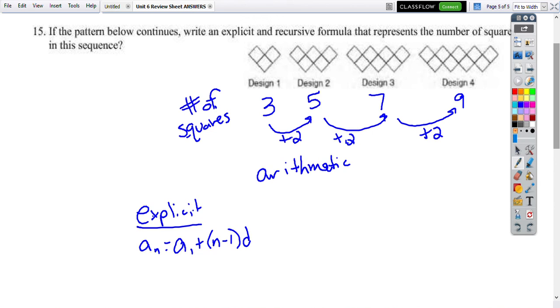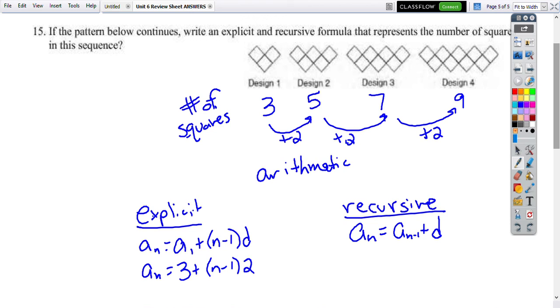So I plug in, a1 is 3, n is, we don't know yet, and d is that plus 2. So we get that formula. For recursive, it's a sub n is equal to a sub n minus 1 plus d. I just plug the d in, and it's 2. And we're done.